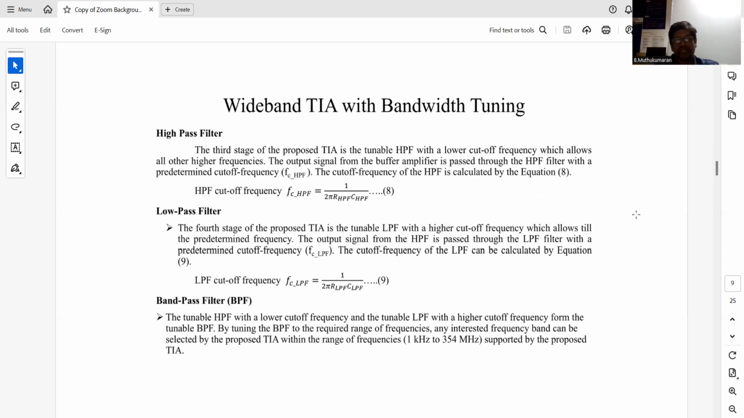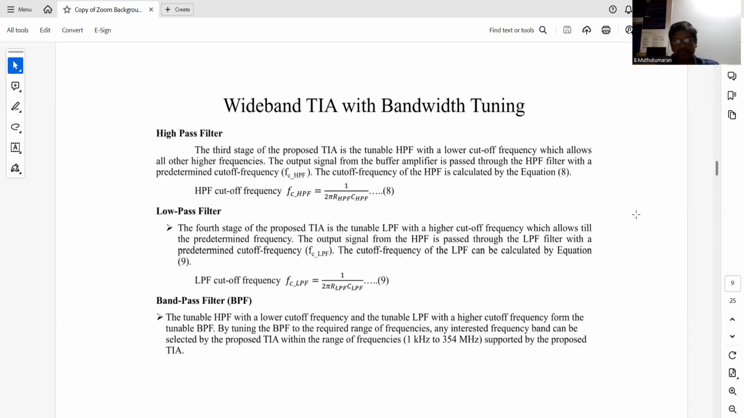And the low pass filter is the fourth stage of the proposed TIA. It is a tunable low pass filter with a higher cutoff frequency, which allows frequencies up to the predetermined frequency. And the cutoff frequency of the low pass filter can be calculated by equation number 9.